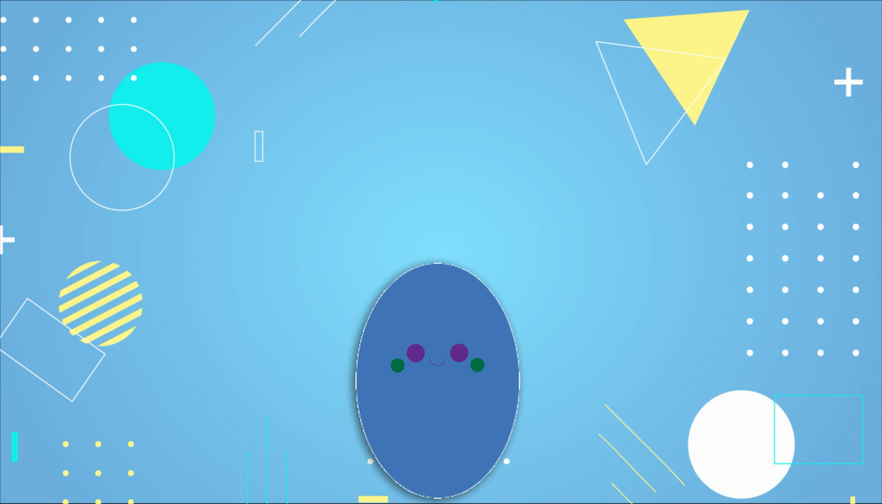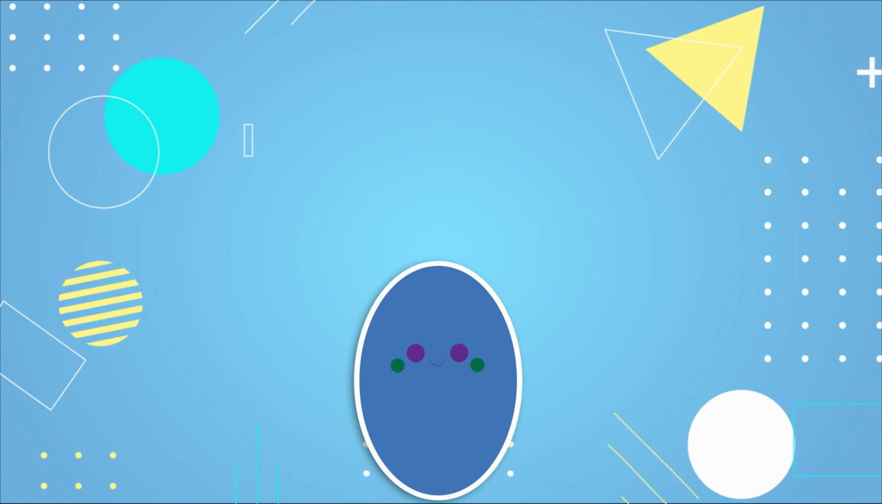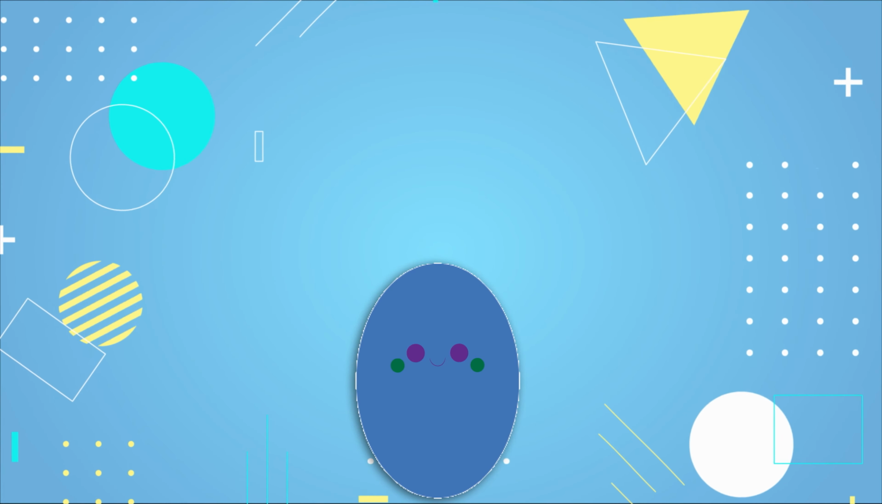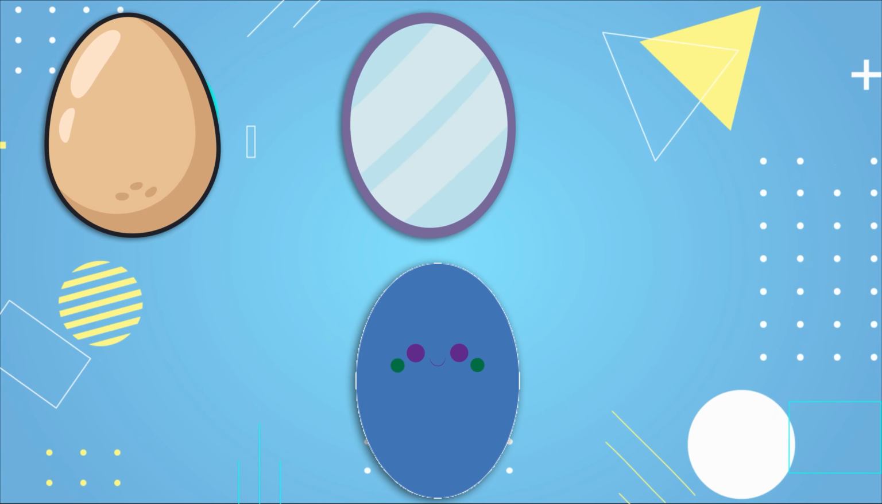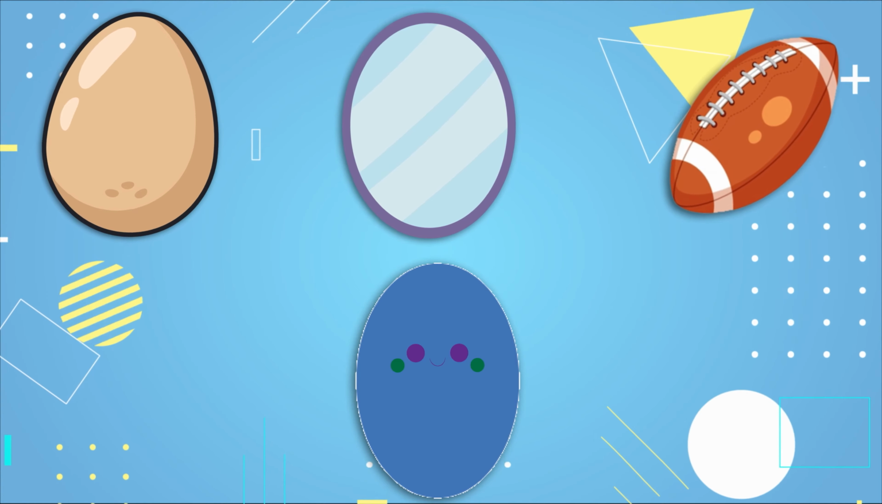This is an oval. Oval is like a stretched out circle shape. There are many things like oval, such as egg, mirror, ball.